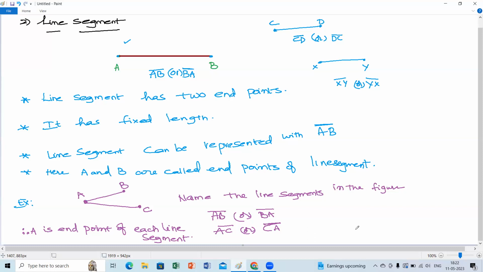Next thing, children, we will go with the line. Line segment we already discussed. We discussed a point. Please remember all the things. Next, the third concept in this is line. What is a line? How to represent a line?